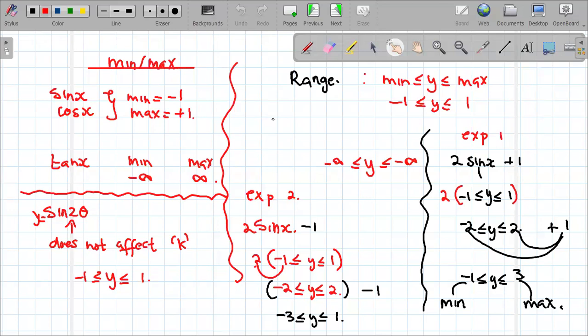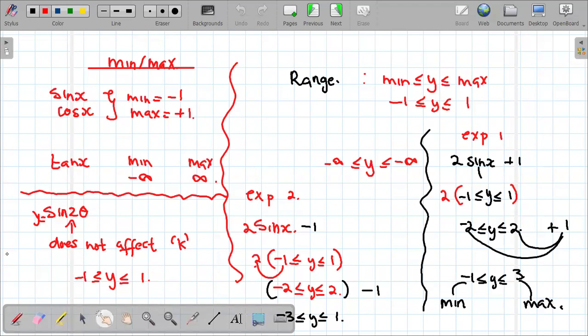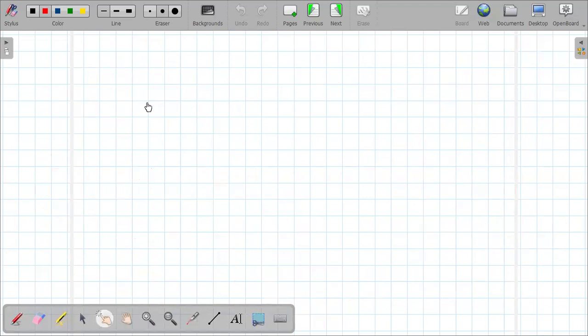And for me and you to sketch the graph, we need only a few properties. For you to sketch the graph, you need the function and the step. That's only two things needed for you to sketch the graph.